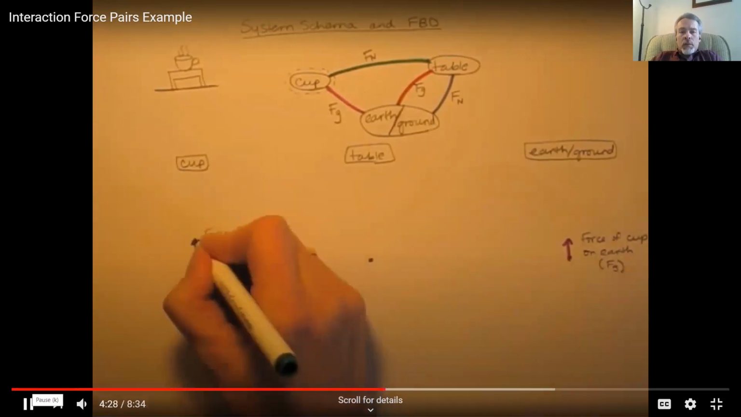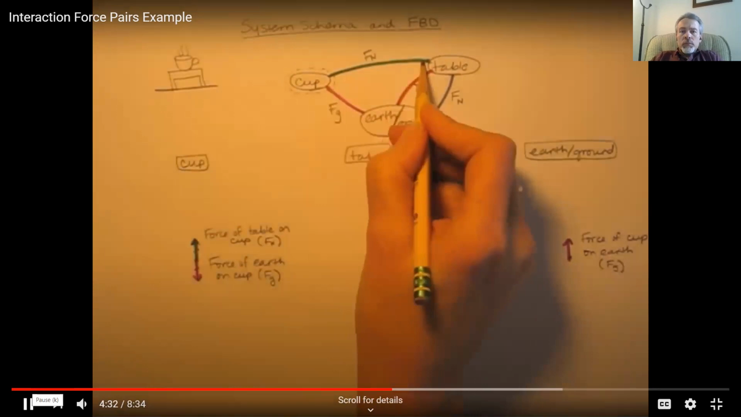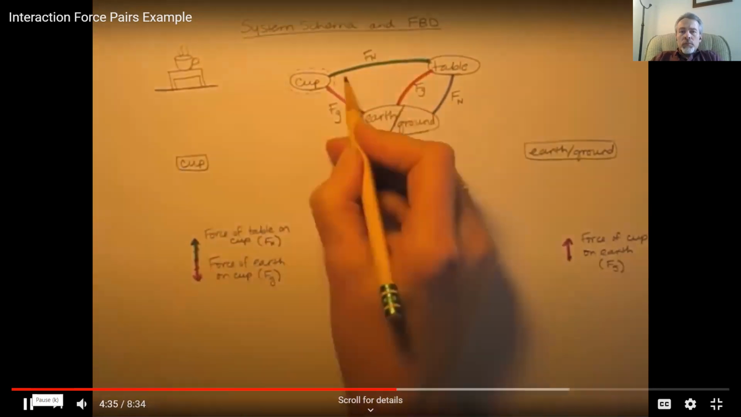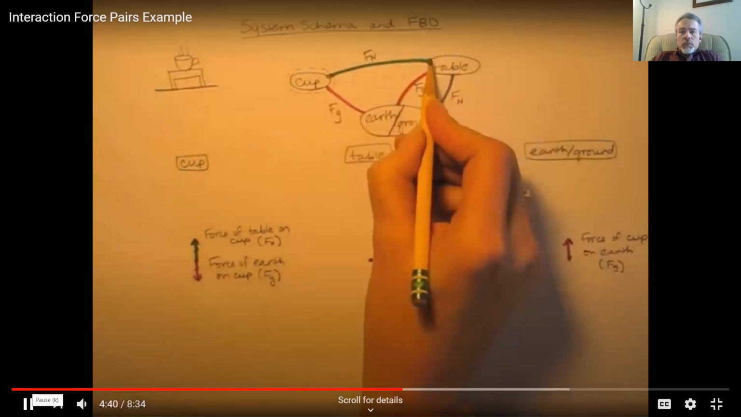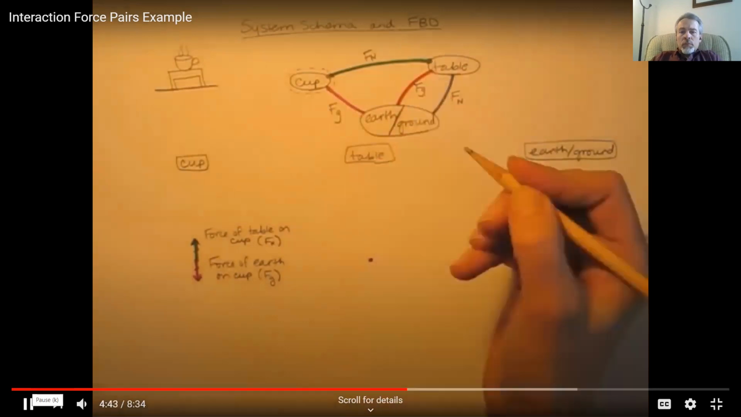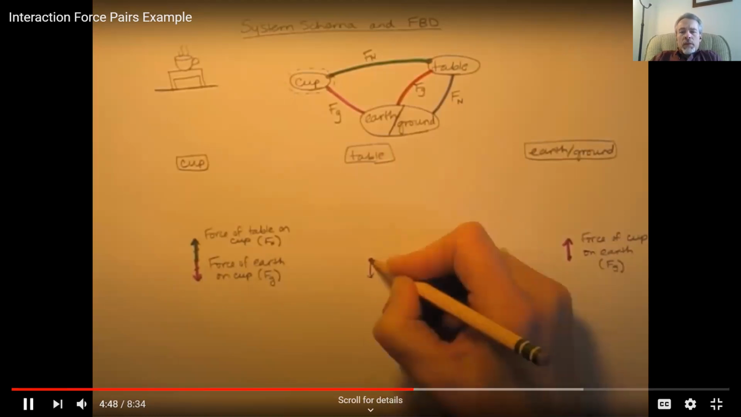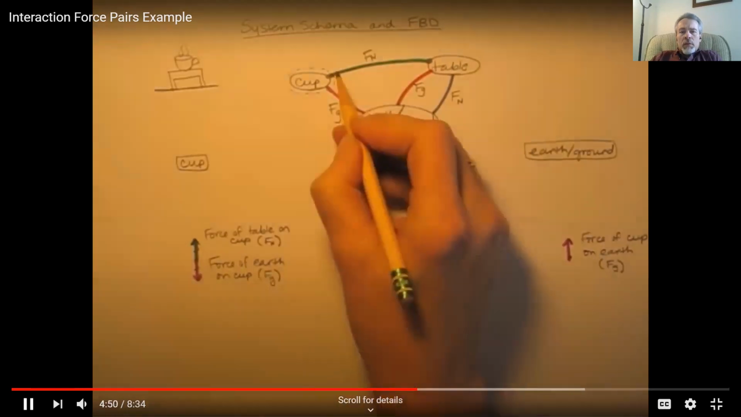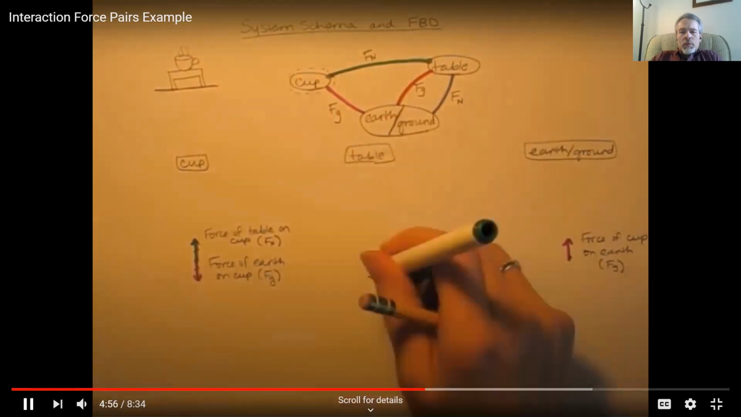And let's color code that. Now, where's the other force that's part of this interaction? Well, this force was the force of the table on the cup. The other part of that interaction is a force of the cup on the table. The cup is pushing down on the table. If you look at the picture, it's hard to see from the schema, but that cup is on top of the table, so it's definitely pushing down on the table. And once again, interaction forces always have the same magnitude. So this has the same length as this. And that's color-coded green.